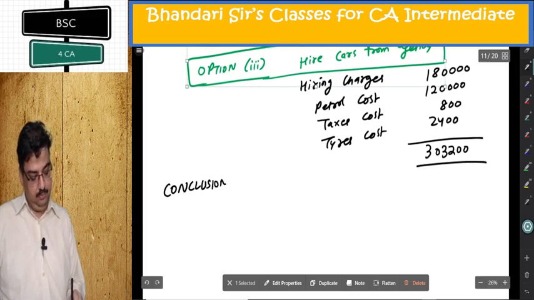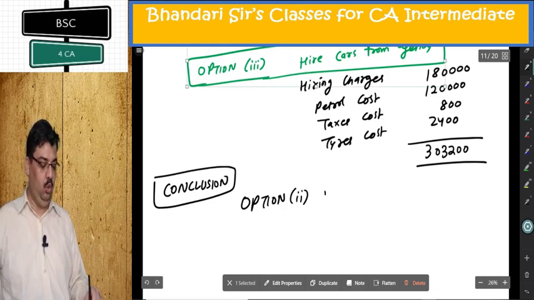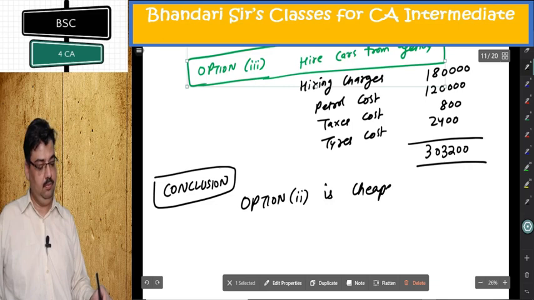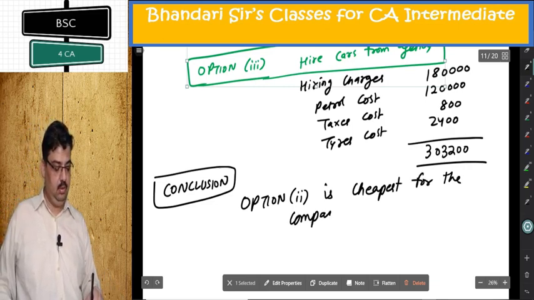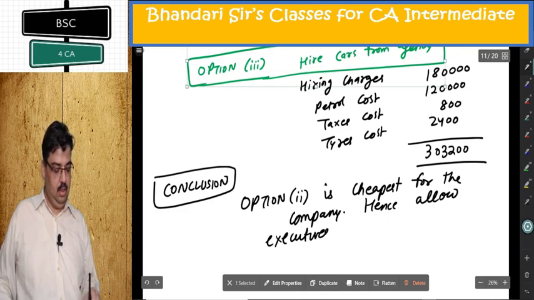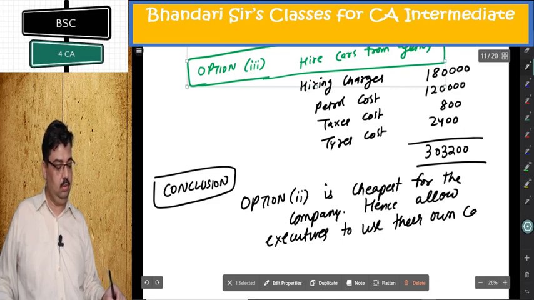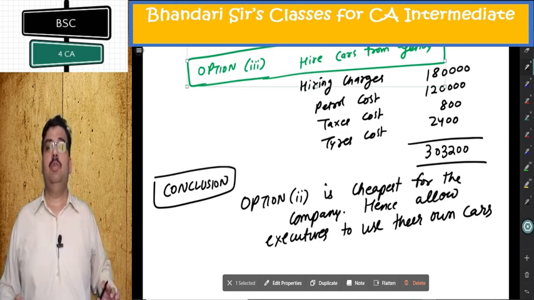Conclusion. Option 2 is cheapest for the company, hence allow executives to use their own cars. That is the conclusion. Very simple question, nothing to do with passenger costing or any other service costing concepts. It's a very simple, easy decision making type question.